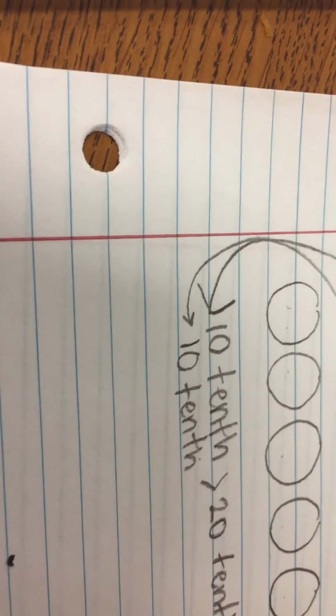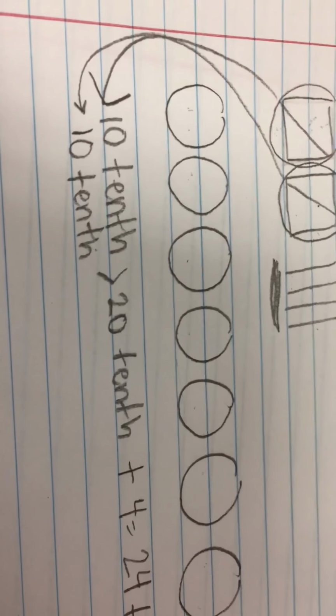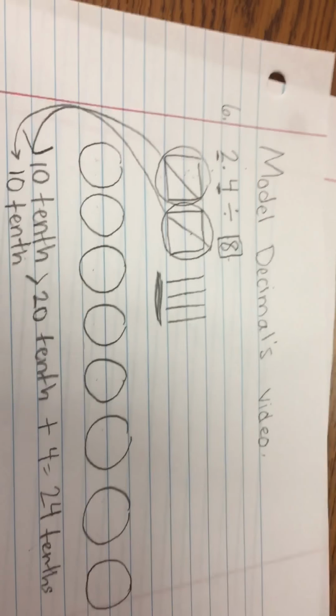We have to split those 24 tenths equally among 8 groups. And our 8 groups are represented by 8 circles here. So I'm going to just count up to 24, okay? Let me see if I can make sure that you see how I do this. This is really hard, guys. All right.